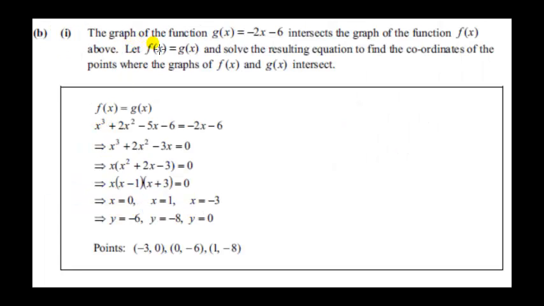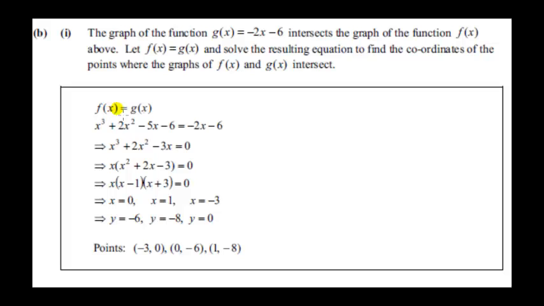The graph of the function g of x equals -2x minus 6 intersects the graph of the function f of x above. So what we want to do is find those points of intersection. Now, at the points of intersection, the values of both functions are the same. What I mean is that at the x values of those points of intersection, the y values are the same. So the y values are given by f of x and g of x. So we have to find those values of x that make f of x equal to g of x.